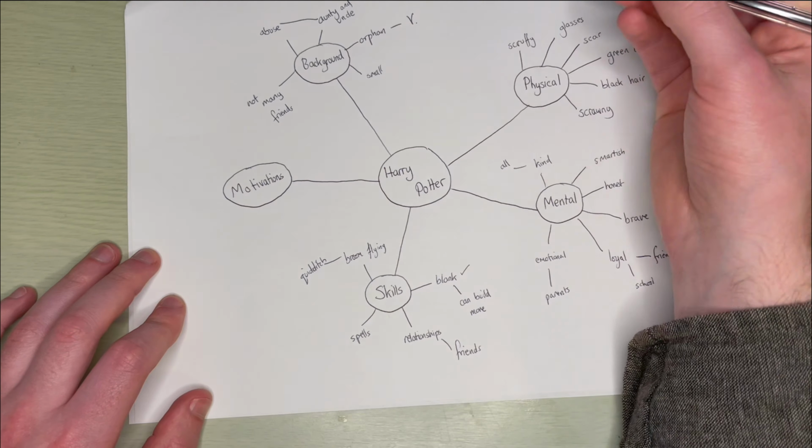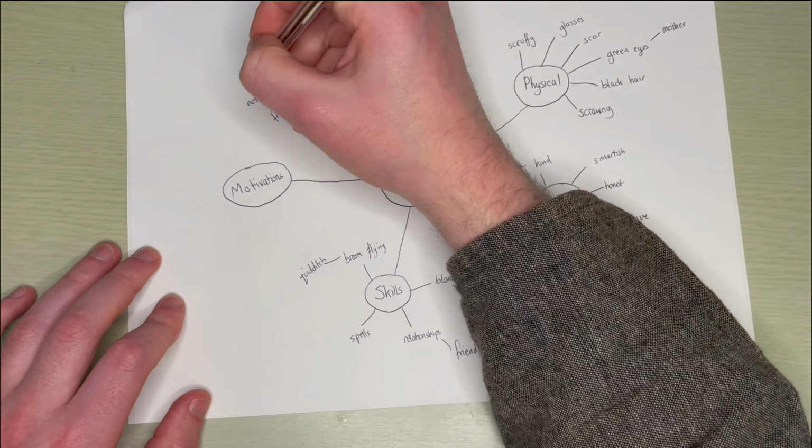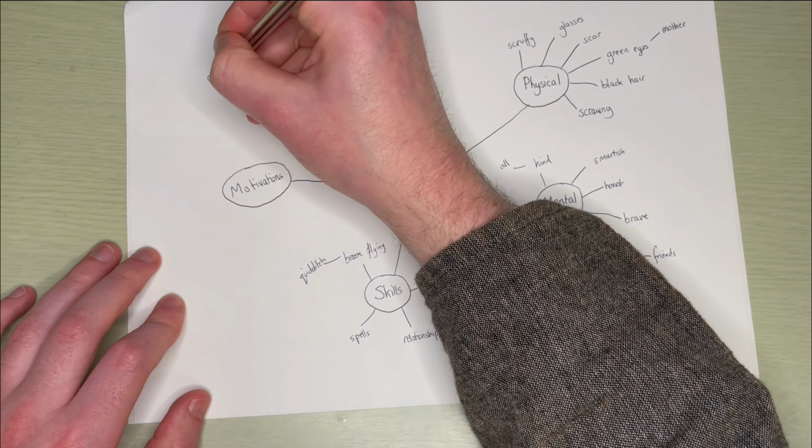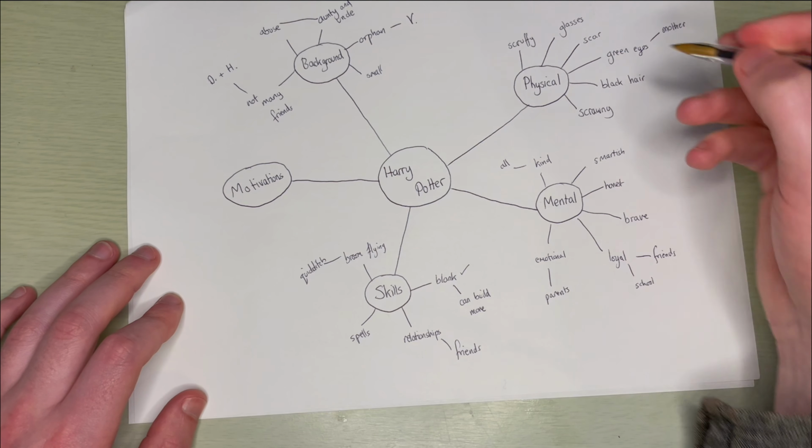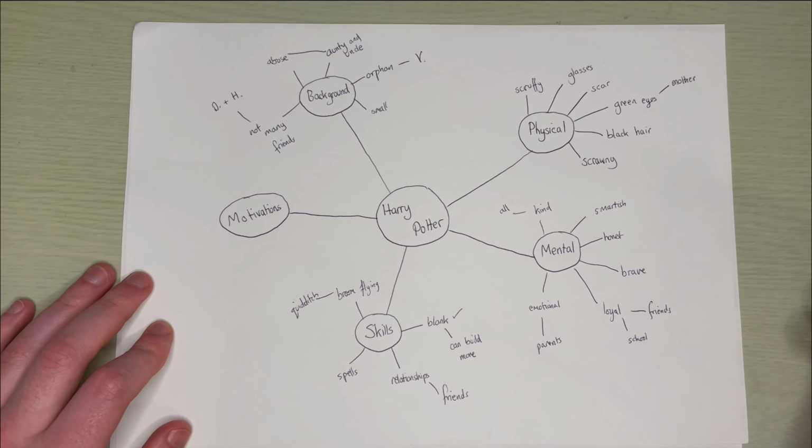We know that he has had interactions with people like Dumbledore and Hagrid, but a lot of this is going to be developed later, and that's fine because it leaves us room to make additions as the story progresses.